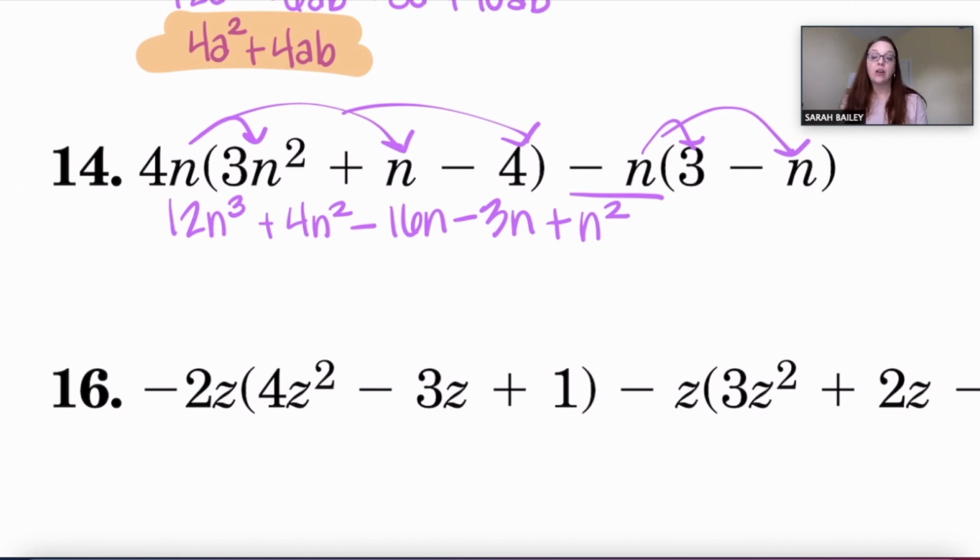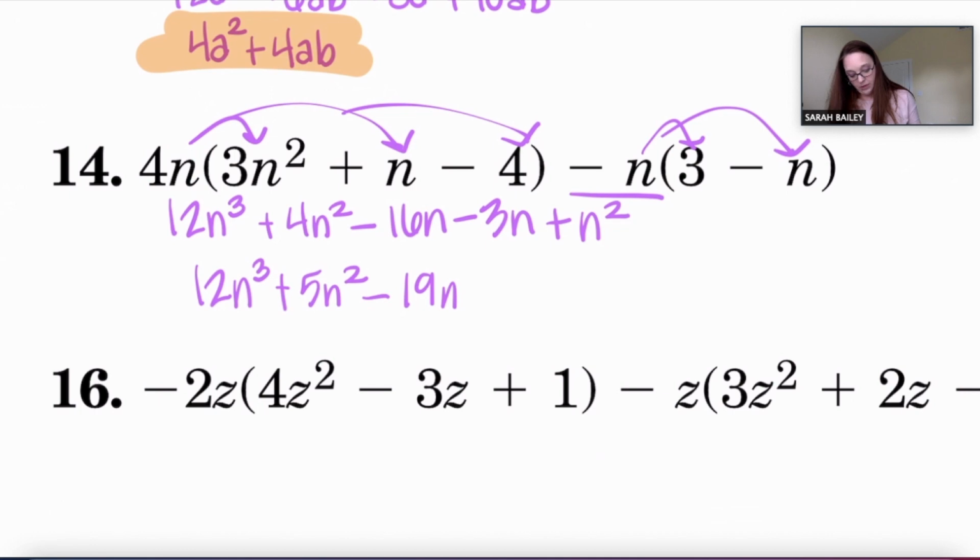Okay, now I can combine my like terms. 12n cubed can't be combined with anything, so I'll bring it down. 4n squared plus n squared, so that'd be plus 5n squared. Negative 16n minus 3n, so that's minus 19n. That's it.